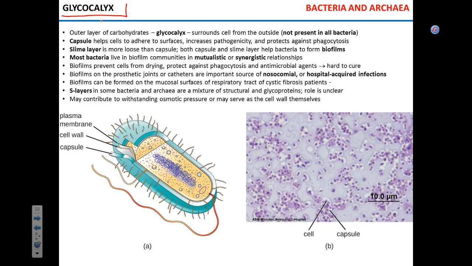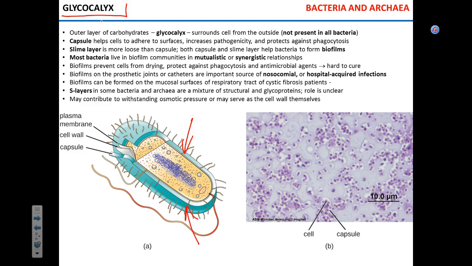Okay, glycocalyx is the layer of carbohydrates. In this image, it is shown in green. Glycocalyx isn't found in all bacterial cells, but it is found in many. There are several types of that glycocalyx layer that can exist in bacteria.